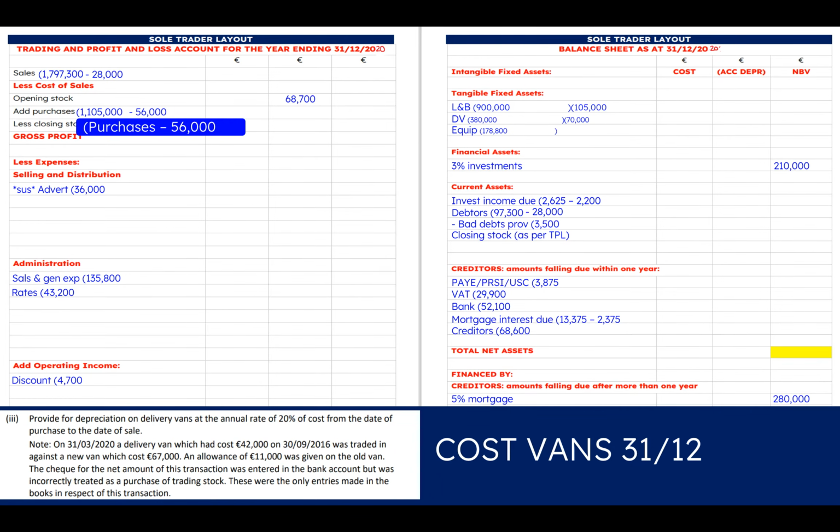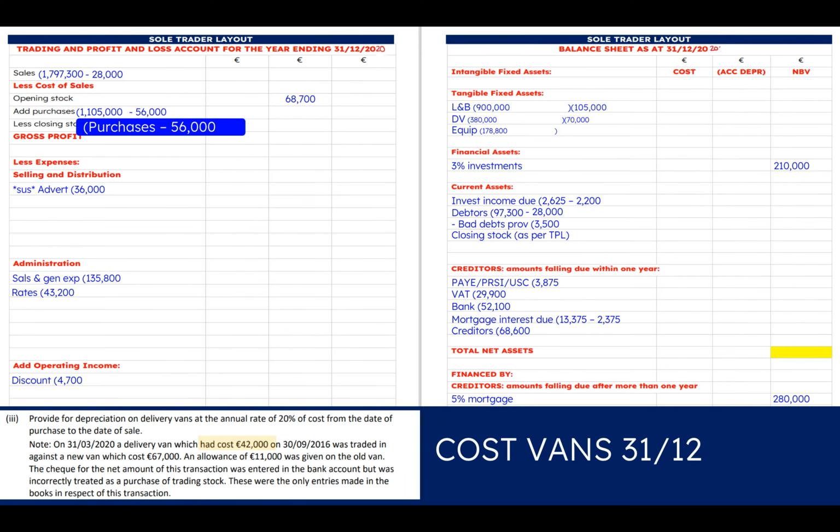Next, we'll pop over to the balance sheet and work out the cost of vans. The reason I'm doing this is because it will help me calculate the depreciation charge for the year, because I need to know the cost of the delivery vans after the trade-in before I can do the depreciation charge for the year.